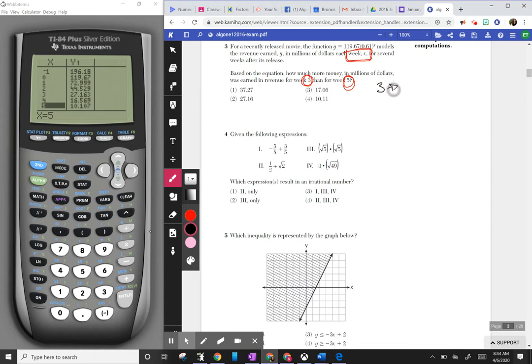At 3, we have 27.163. And at week 5, we have 10.107. And this question is asking how much more. So we want to figure out how much more was at 3 than at 5. So to do that, we're going to subtract. If we're looking at this very quickly, we should see it should be somewhere around 17. And the only option that is 17 is 3, right?